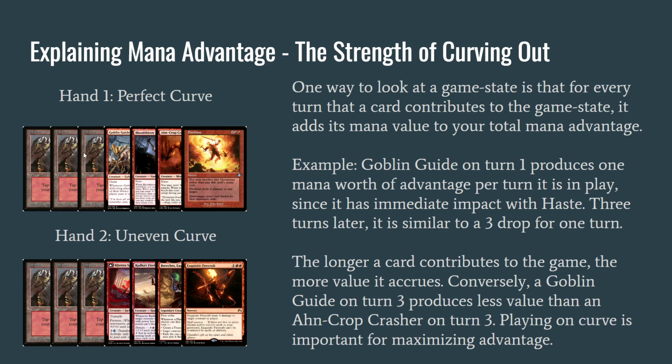And if you've got a perfect hand like this one here, your curve is quite good, honestly. You curve Goblin Guide into Bloodthirsty Adversary into Outcrop Crasher with a backup Fire Blast.